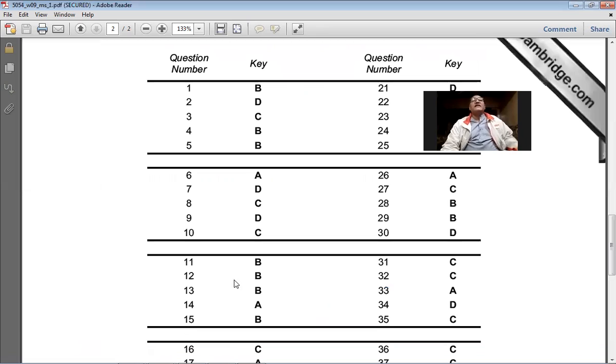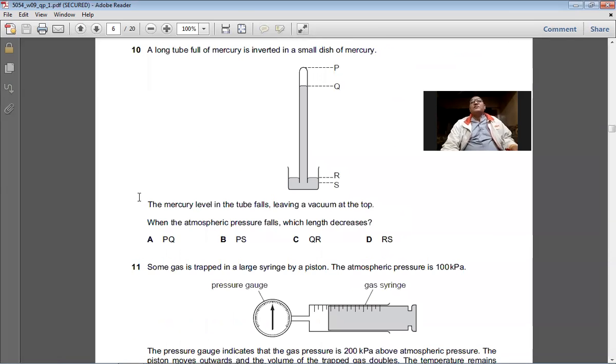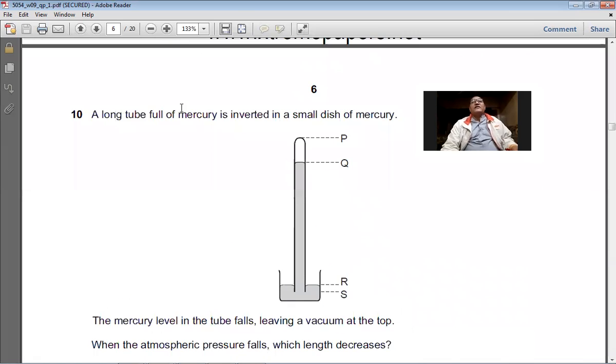Question number 9, D looks the right answer, sir. Yes, D is the right answer. Okay, so let's move to the next part, and here we have the next question.